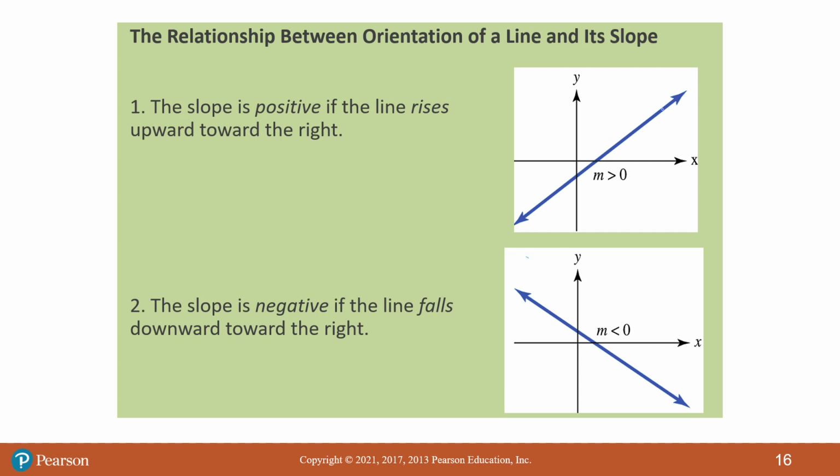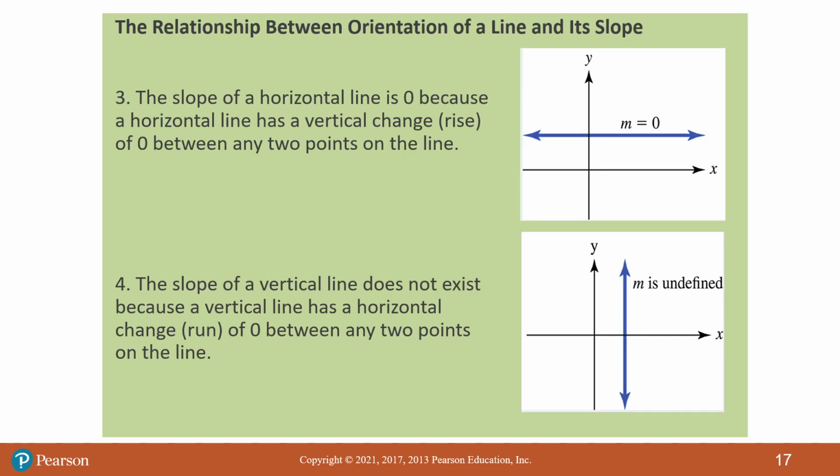Upward slope to the right means we have a positive slope. The slope is negative if the line falls downward towards the right, which is what our other picture looks like here. The line's going downwards towards the right. Okay, rise here, fall here. Positive slope, negative slope. Simple enough.